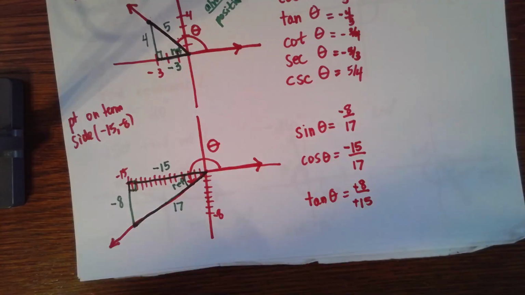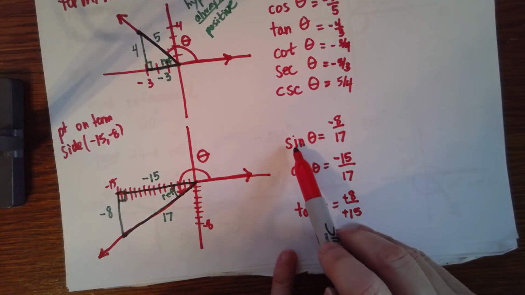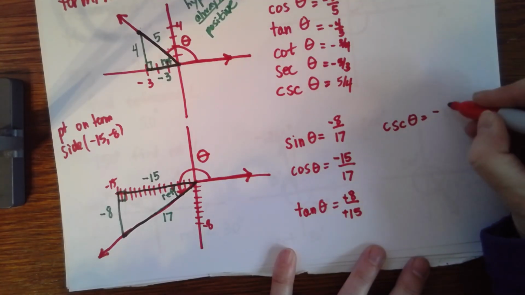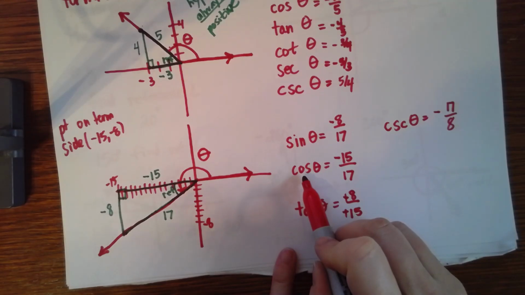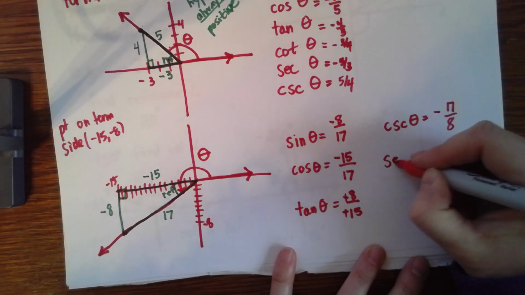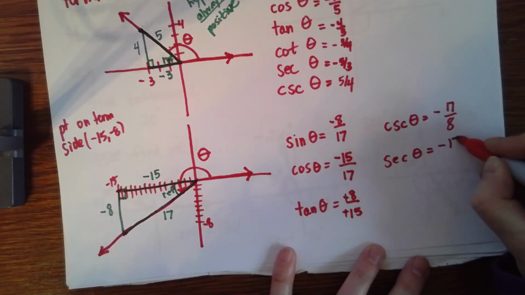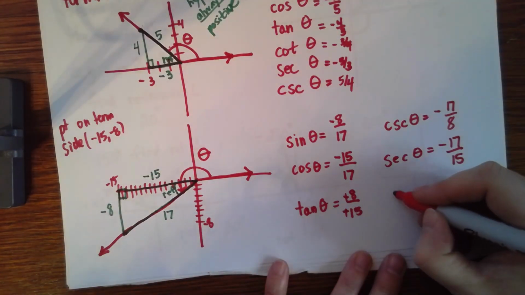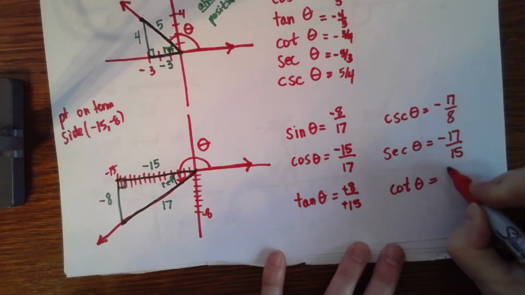All right, and now if I need the other ones, I just do the reciprocal. So the reciprocal of sine is cosecant. So the cosecant of theta would be negative 17/8. The reciprocal of cosine is secant. So the secant will be negative 17/15. And the reciprocal of tangent is cotangent. So the cotangent will be 15/8.